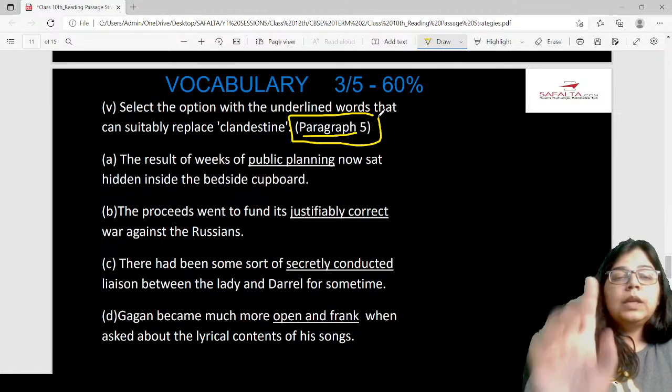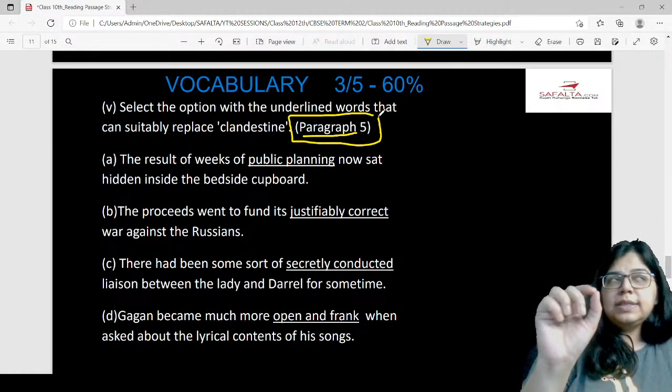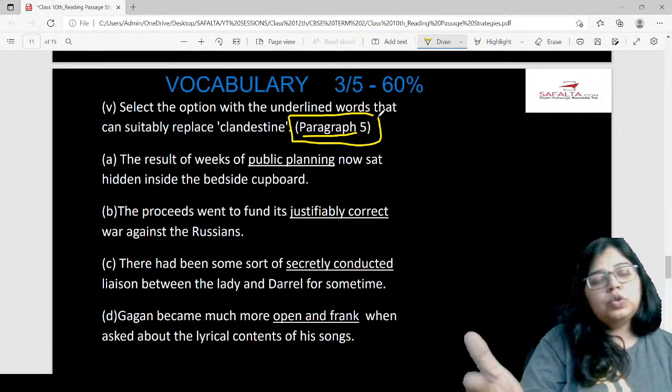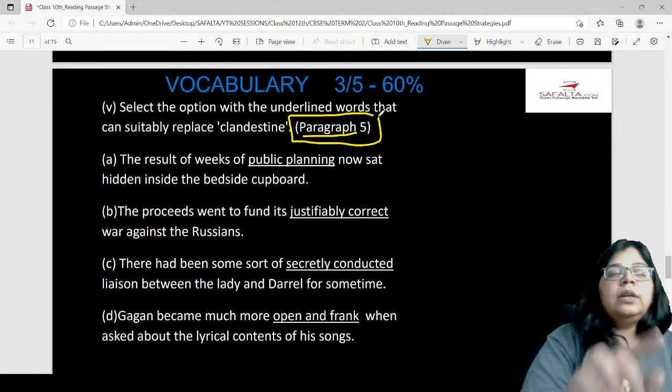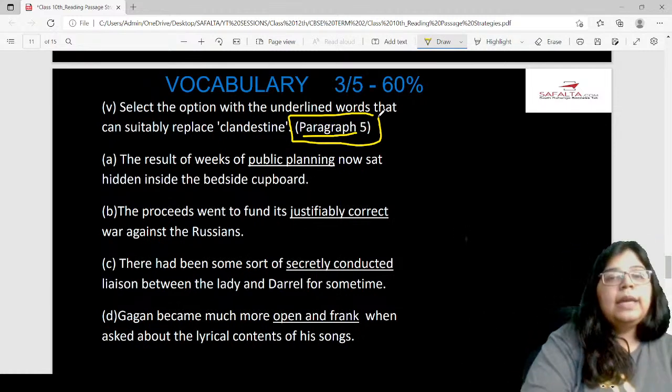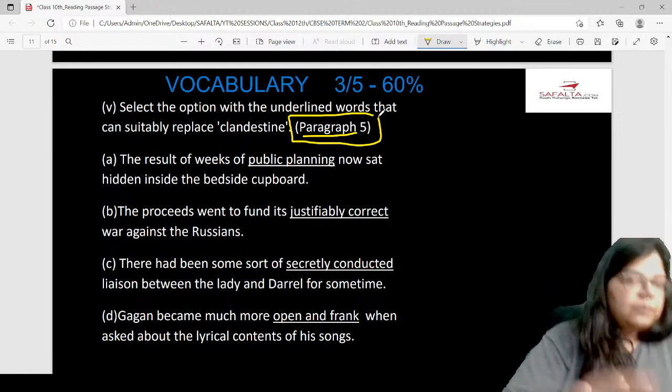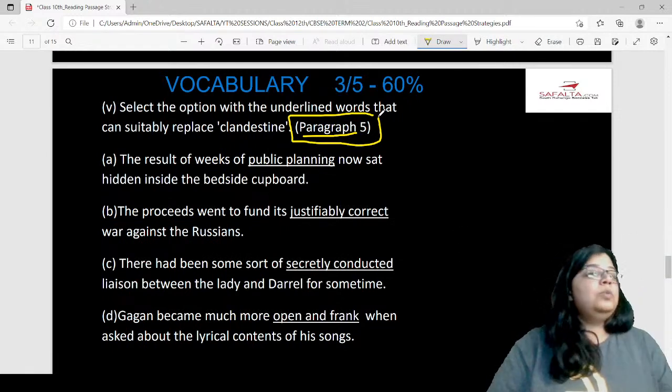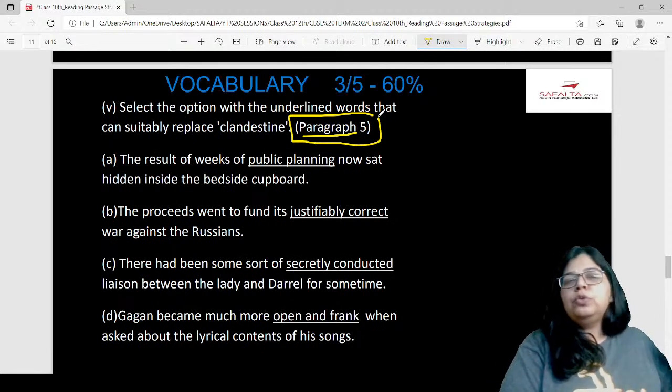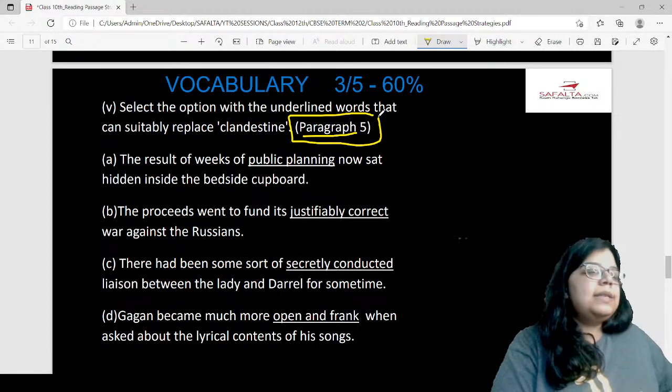So this is a little tricky question, but not so difficult. I'll make you understand. Here we are talking about the word clandestine, and we are talking about paragraph number 5. Now, if I were you, what would I have done? I know that I have to do something to do with the word clandestine.